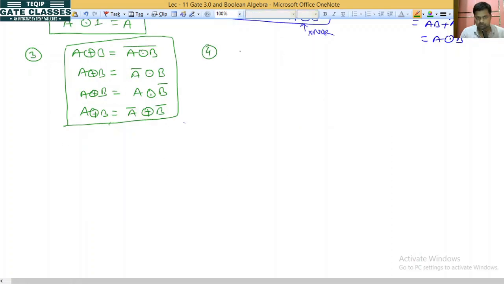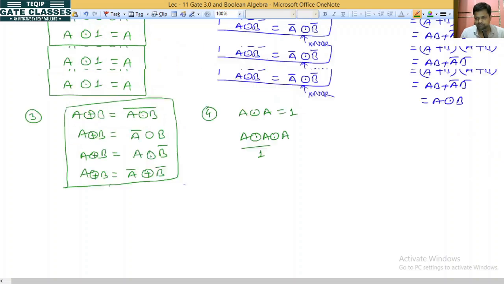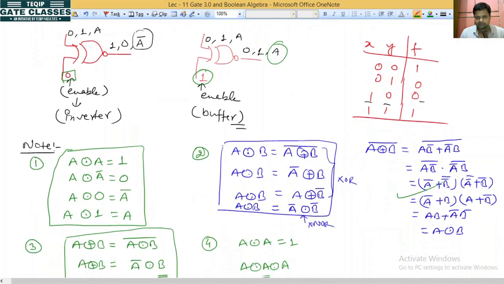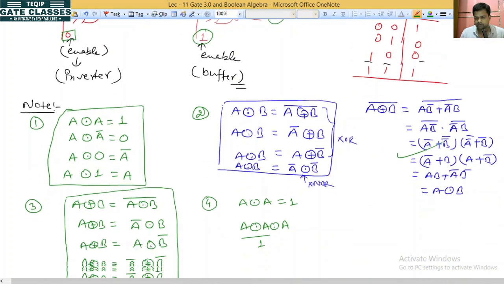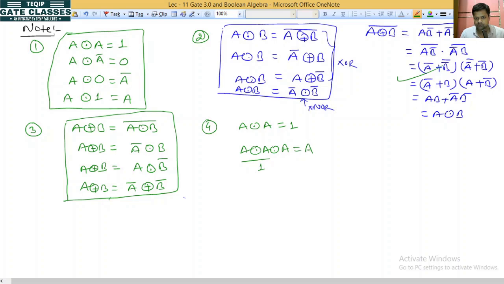Now I have the fourth point. The fourth point is A XNOR A, it will be 1. A XNOR A XNOR A, so it will be 1 XNOR A. And we know that at 1, XNOR acts as a buffer. Okay? So what will be the value? It will be A. Okay. Now if we have one more operation with XNOR, then this is 1, this is 1. So what will be the final output? 1. So it will be 1.